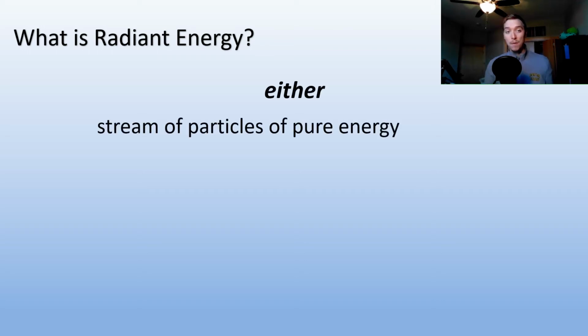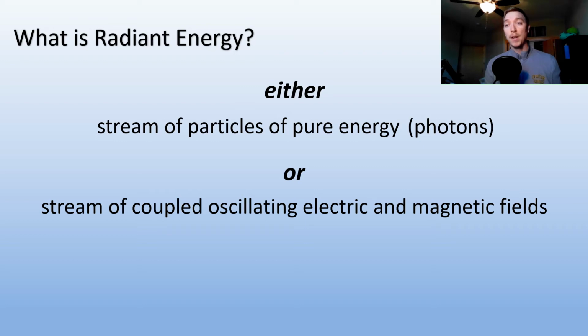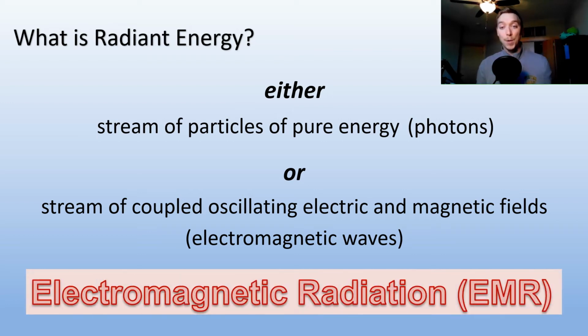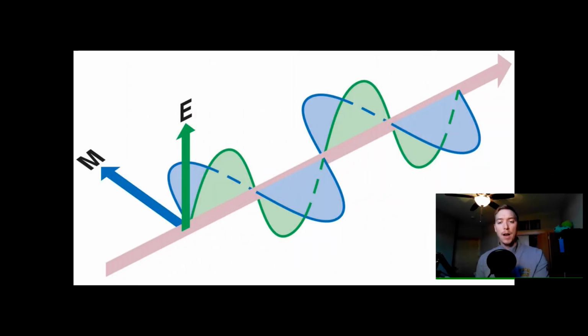it's either a stream of particles of pure energy, which we also call photons, or it's a stream of coupled oscillating electric and magnetic fields, what we would call electromagnetic waves. And something that we're going to focus on now is electromagnetic radiation, or EMR for short. So here's just an example of the travel of electromagnetic energy, for example.